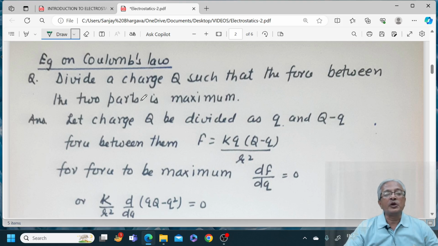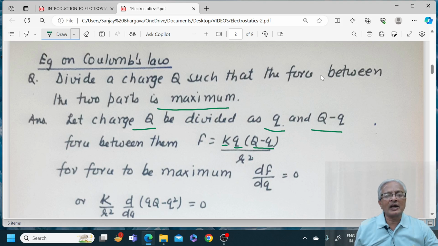In our first video, we studied Coulomb's law. To check our understanding, let us take up an example. Coulomb's law is applicable basically to discrete independent charges. Here the question says, divide a charge capital Q such that the force between the two parts is maximum. So let us say we divide the charge Q into small q and Q minus q. Then the force between them would be equal to K, q and Q minus q, upon r square.